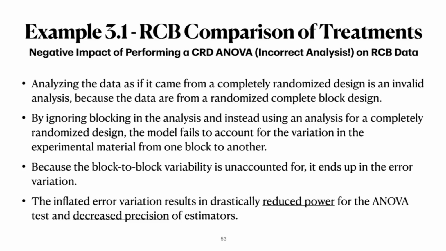The only place that variation can go is in the error term. Because the block-to-block variability is unaccounted for, it ends up in that error variation, right? All unaccounted for variation ends up in the error variation. And that results in an inflated error variance estimate. And that has the result of drastically reducing power for the ANOVA, and also decreasing the precision of estimators.